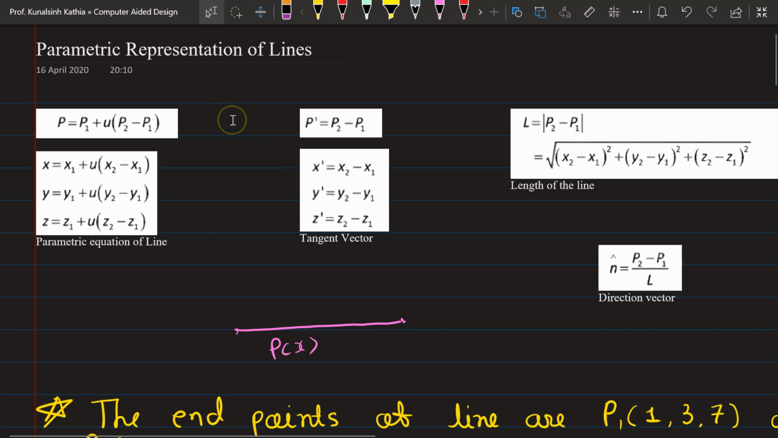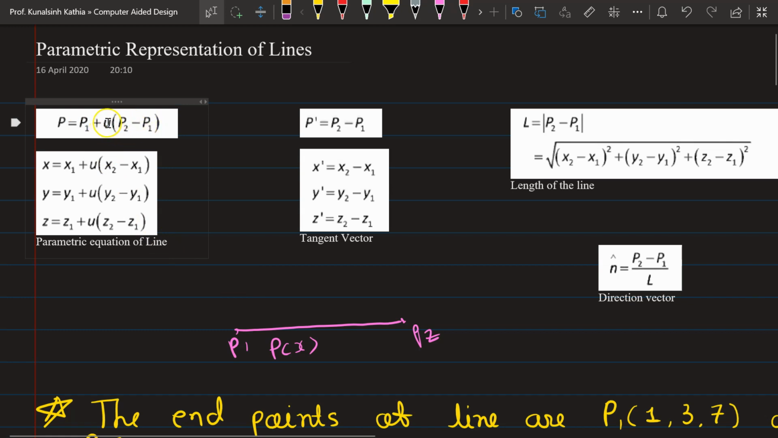There are a certain number of cases where you have to calculate the parametric representation. Let us see that here I have just listed down some important equations regarding this chapter. First, this equation is for the parametric representation of the line, which shows that P is equal to P1 plus U times (P2 minus P1). So this is P1 here and this is P2, right? The equation is P1 plus U (P2 minus P1).